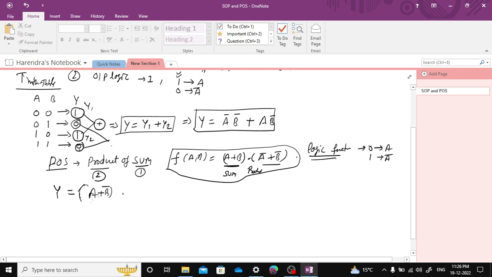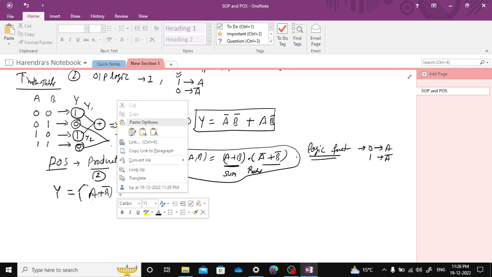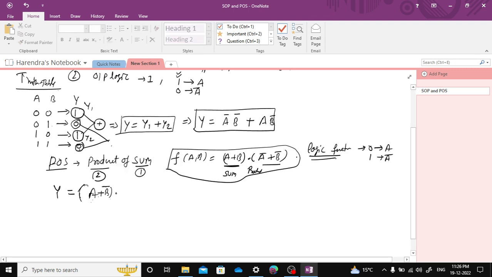So first you added these, then product, then second it is 1 1. 1 1 means a complement plus b complement. So this type of expression is known as POS expression. So first sum the input variables, then product. But in case of SOP, first product the input variables, then sum it.